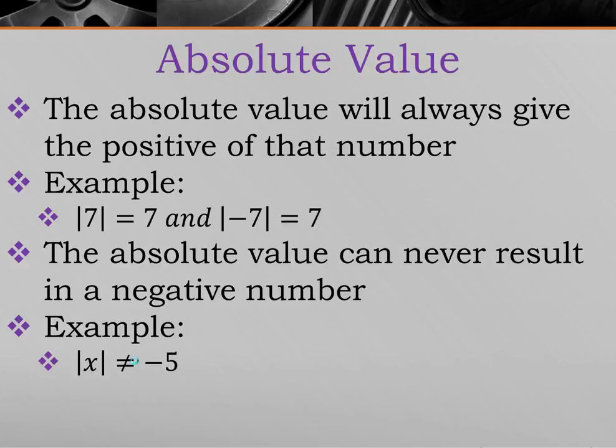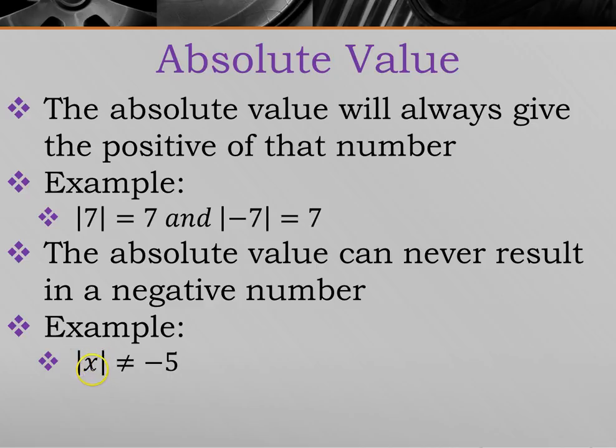One way to think about absolute values, it represents the number's distance from that number to 0 on your number line. And again, distance has to always be a positive distance. You can never get a negative result from an absolute value. So no matter what x is, the absolute value can never equal negative 5.